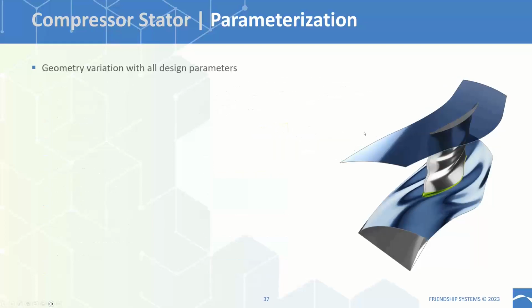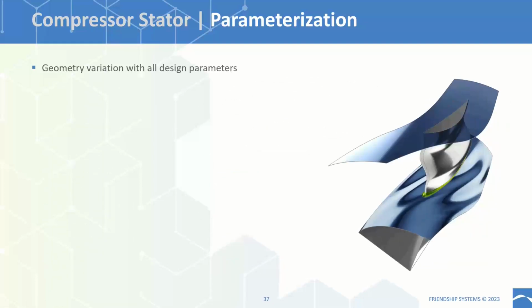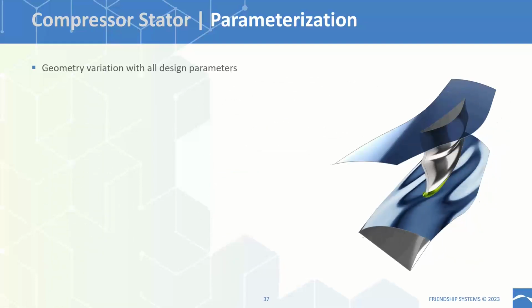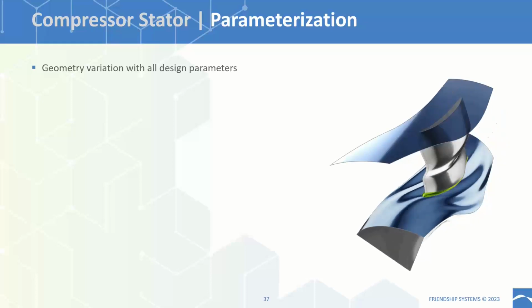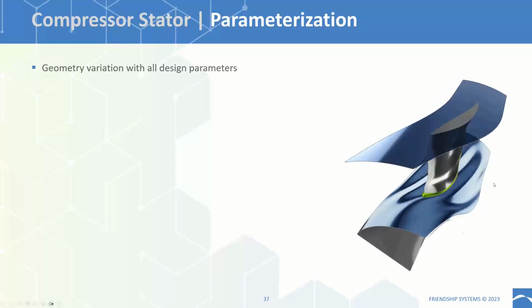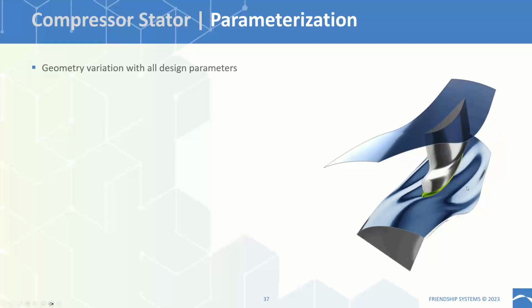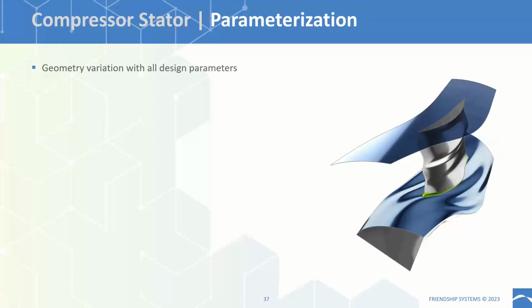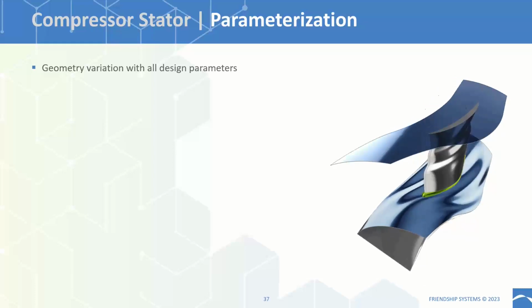So these are all kind of the overview of all of our design parameters, and then of course we can combine the variation of all these design parameters together, and then as you can see here in this animation, we can get a quite wide range of variation and a wide range of blade shapes that result from these parameters.